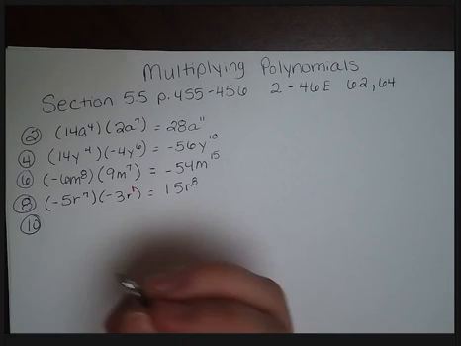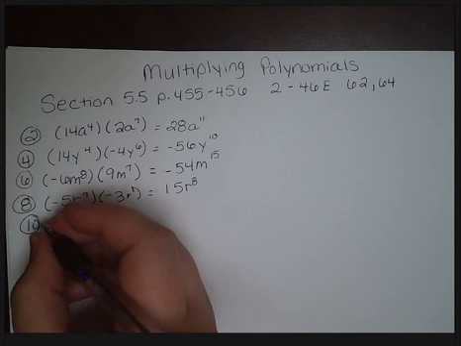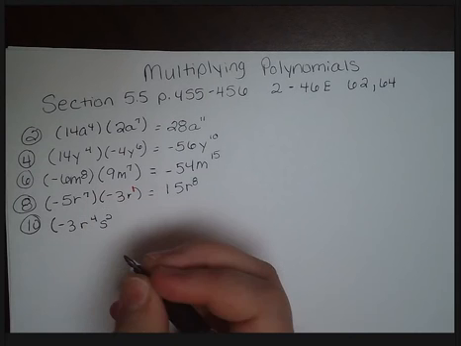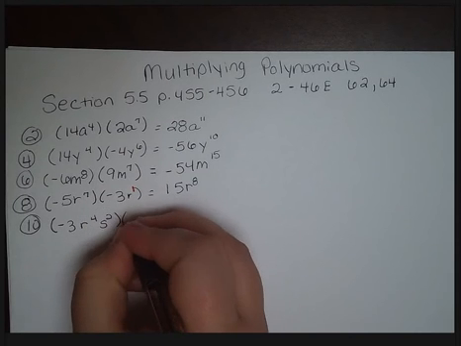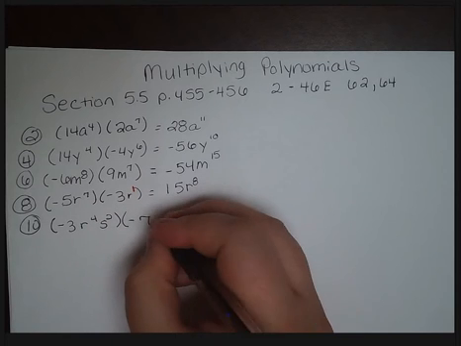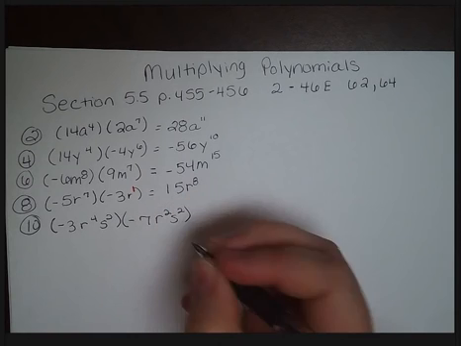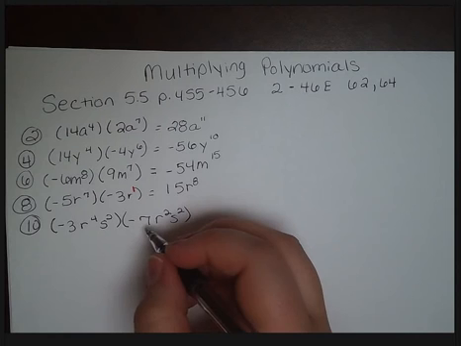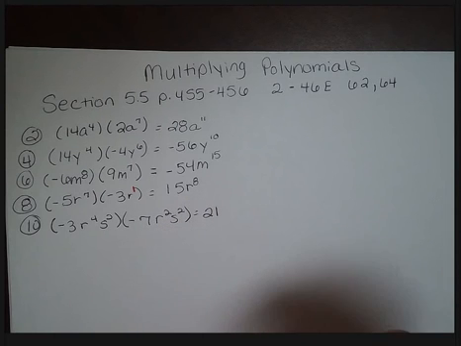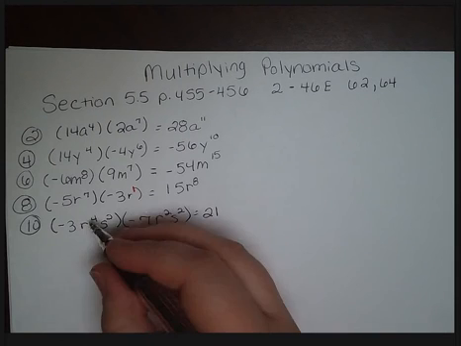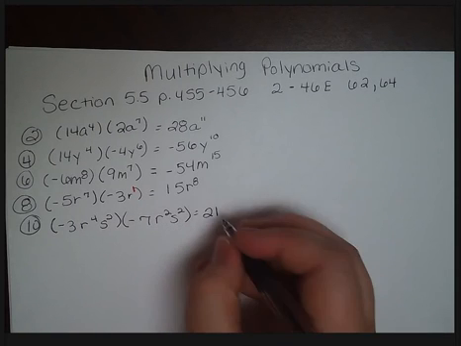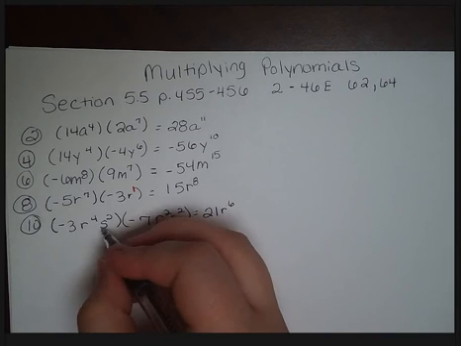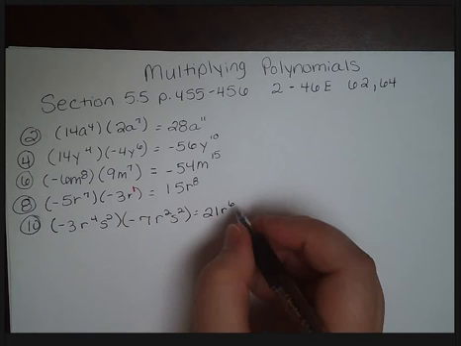Now looking at problem number 10, we have negative 3r to the 4 s squared times negative 7 r squared s squared. So we multiply negative 3 times negative 7 to get a positive 21. R to the 4 times r squared, 4 plus 2 is r to the 6. And then s squared times s squared, 2 plus 2 gives us 4.